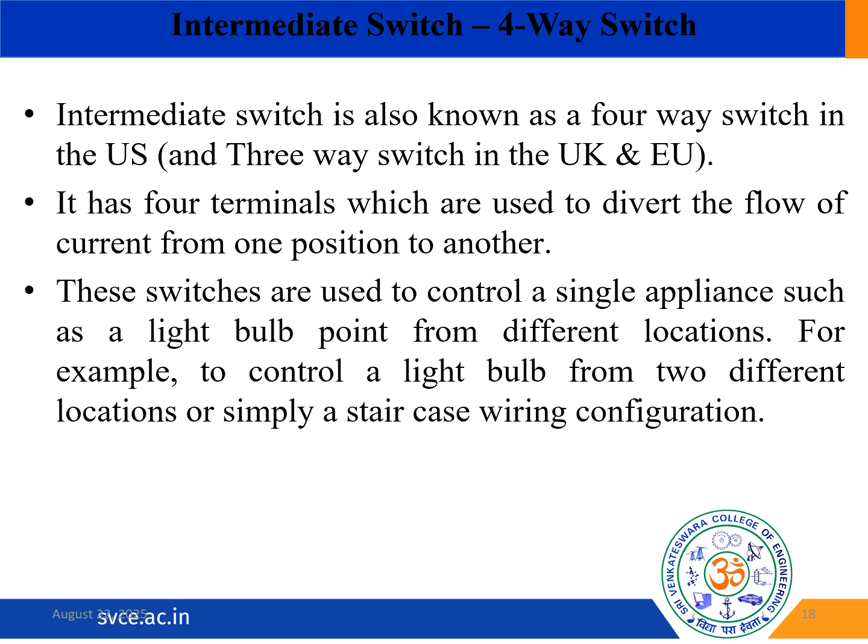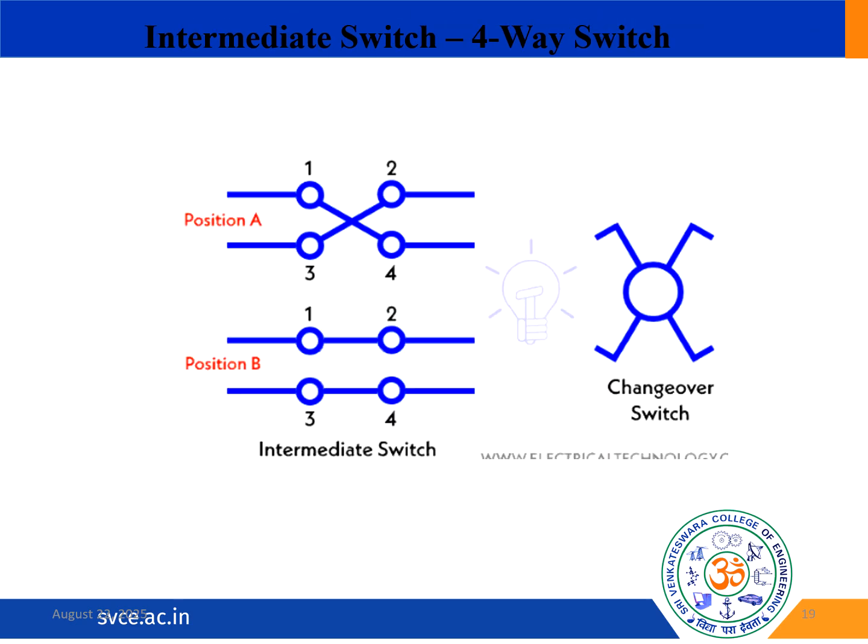So these switches are used to control a single appliance, such as a light bulb, from different locations. For example, to control a light bulb from two different locations or simply a staircase, we can use these configurations. So next we have the intermediate switch, the four-way switch. Already we have seen this. So this is the diagrammatical representation.